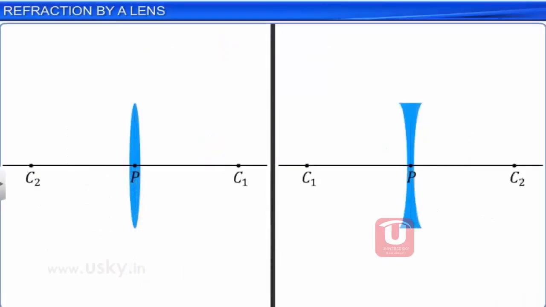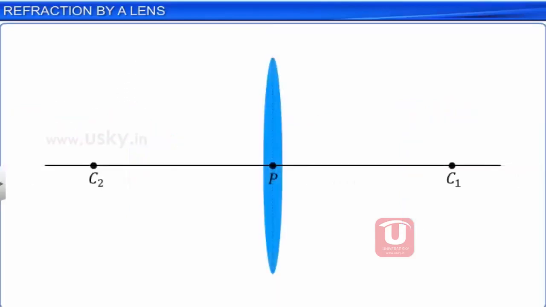A ray of light incident on a double convex lens or a double concave lens undergoes refraction at each of the spherical surfaces. In case of a double convex lens placed in air, the light ray bends towards the normal, C1N1, at the first spherical surface, and bends away from the normal, C2N2, at the second surface.